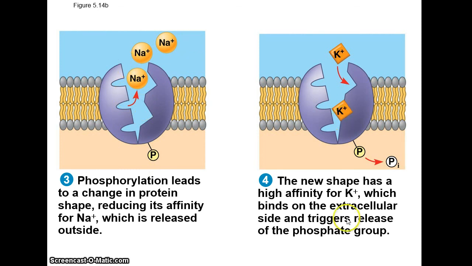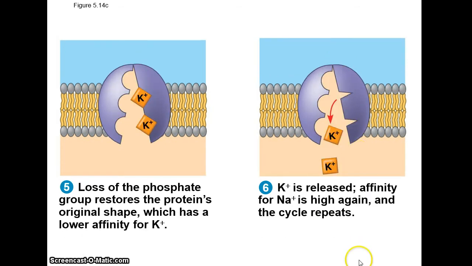Potassium now comes in, and the potassiums themselves actually cause the phosphate to break off. And when the phosphate breaks off, the protein undergoes a conformational change back to its original shape, and the potassium is now released because it's not attracted to the protein anymore.